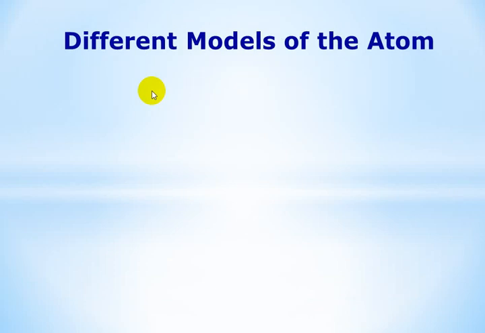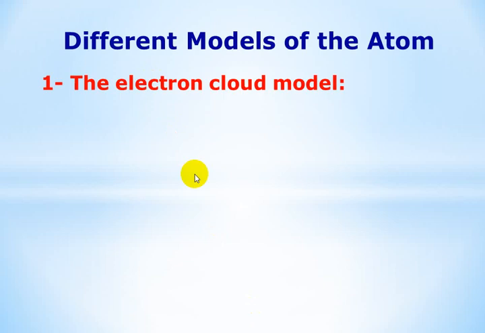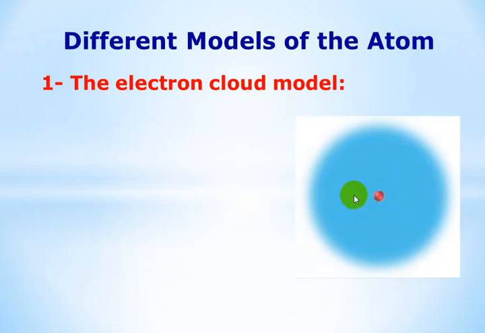Different models of the atom. We can't see the atoms, so we draw some models to show the atoms. What are the different models? The first model to represent the atom is the electron cloud model. As you can see, here is the nucleus, and here is the electron cloud, which represents the space in which the electrons can exist.